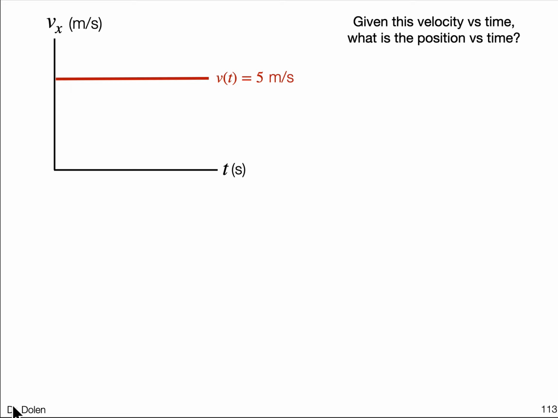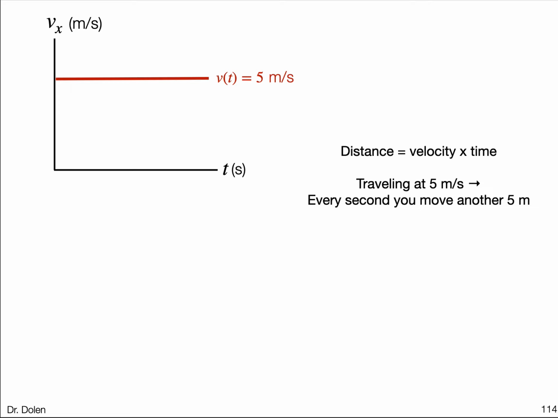Well, this is a relatively simple example. We know that distance is velocity times time. So if we're traveling at 5 meters per second, that means that every second we move another 5 meters. So we can, based on that, draw a position versus time graph. Now we don't know where we started, so that's going to be trouble, but we are going to be able to figure out the slope of our position versus time graph.